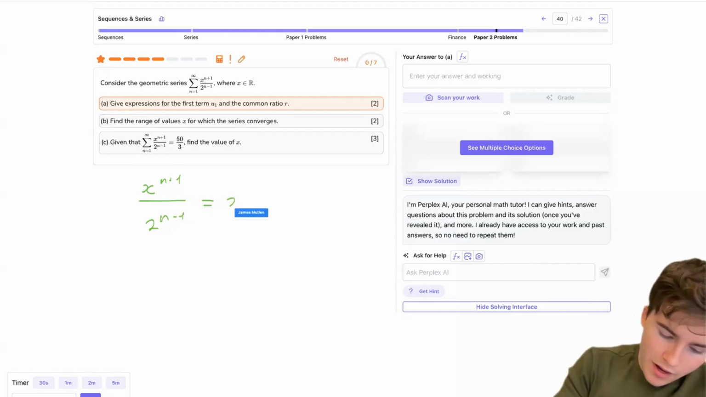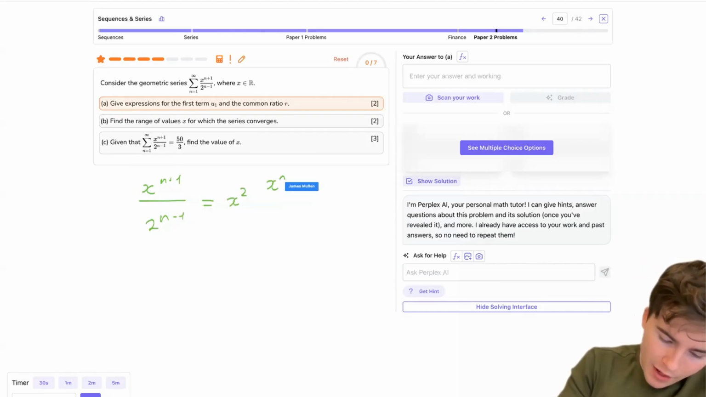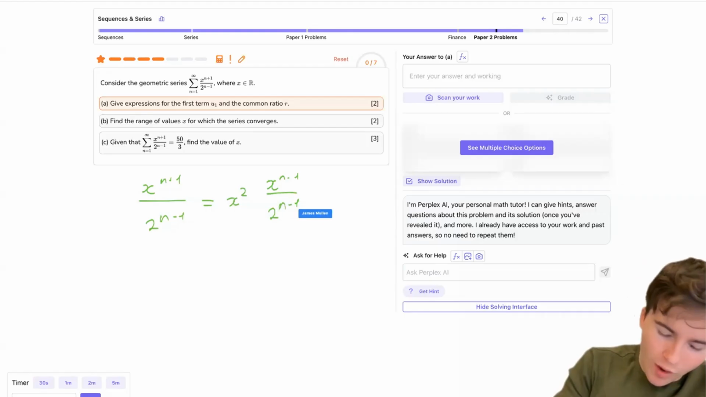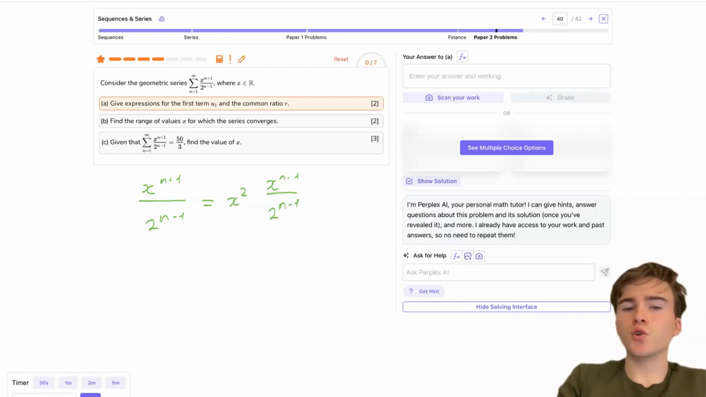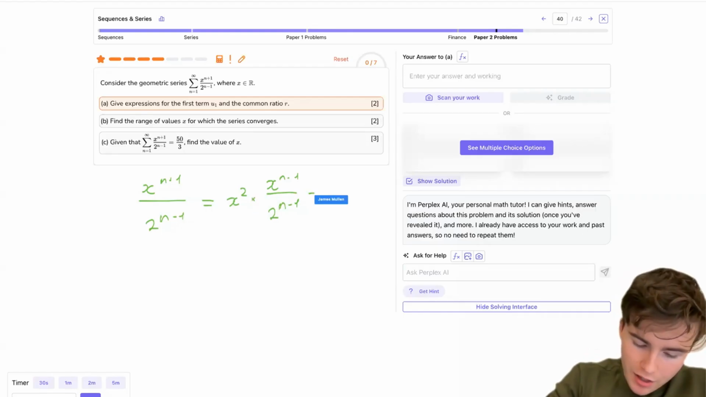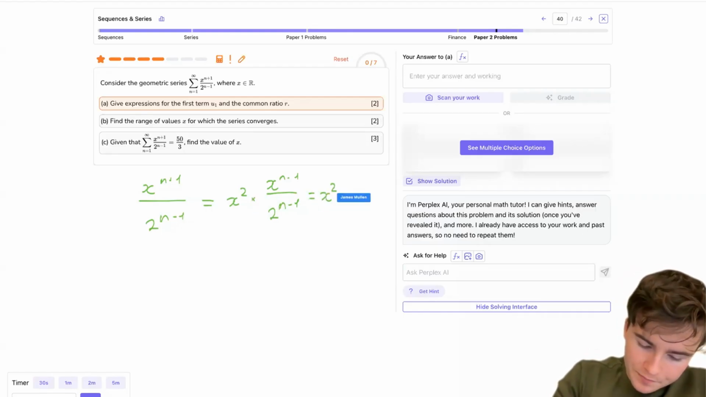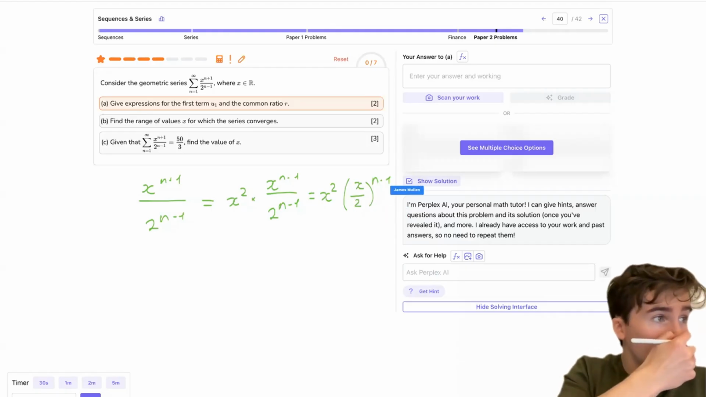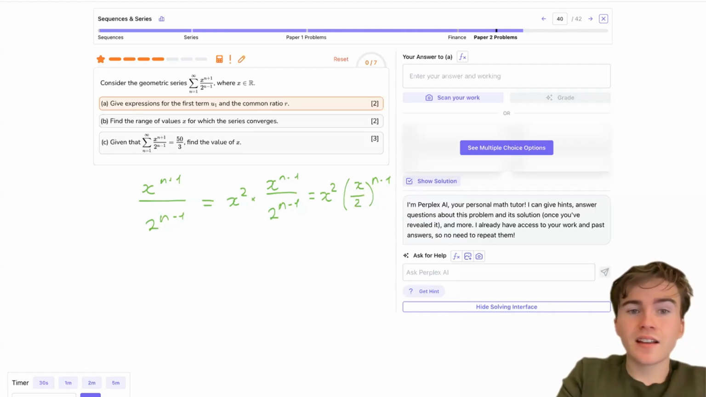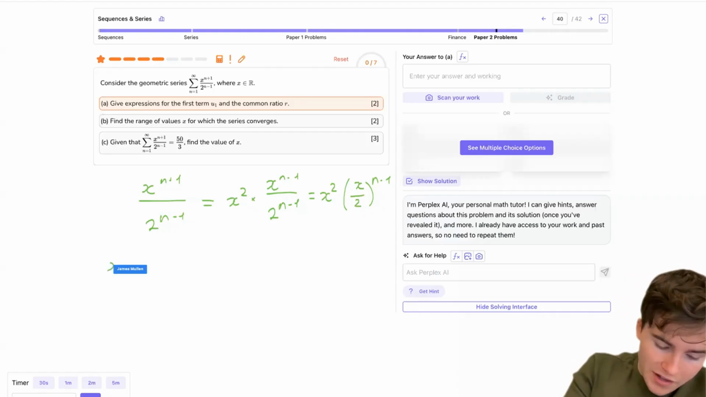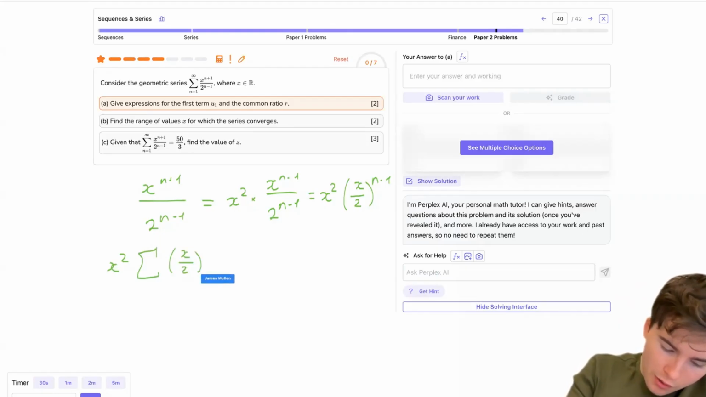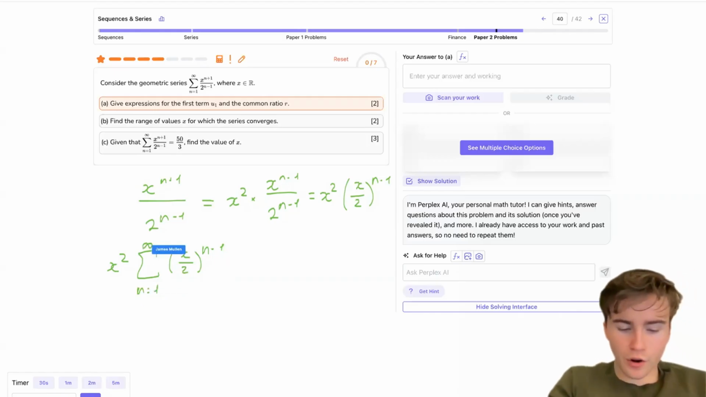And if I factor out x squared, I'm going to get x squared times x to the n minus 1 over 2 to the n minus 1. And why do I do that? I do that so that the x and the 2 both have the same power. It's going to make it a little bit easier to understand what's happening. So I'm going to have x squared times x over 2 all to the power n minus 1, okay? And that means that since x is not being changed in the sum, I can just rewrite this as x squared times the sum of x over 2 to the power of n minus 1, from n is equal to 1 up to infinity, all right?